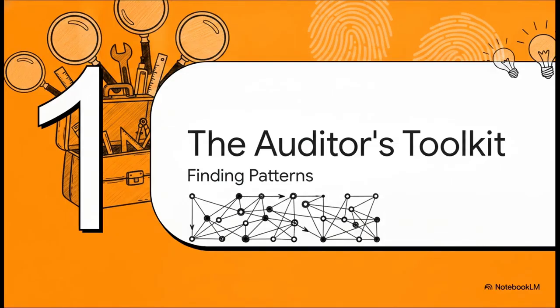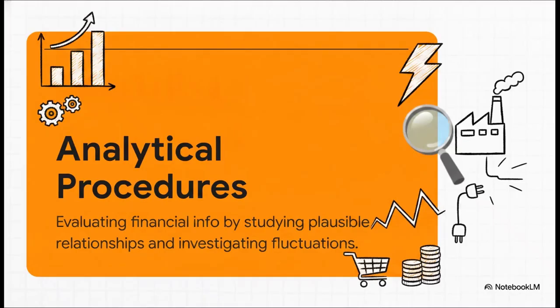Starting with Section 1, the Auditor's Toolkit. To solve any case, a detective needs the right tools. And our very first tool is all about finding patterns in the data. Let's look at the official ICAI definition for SA 520, which is Analytical Procedures. At its absolute core, this standard is really just asking, do the numbers tell a consistent, logical story? You're evaluating financial information by studying plausible relationships.